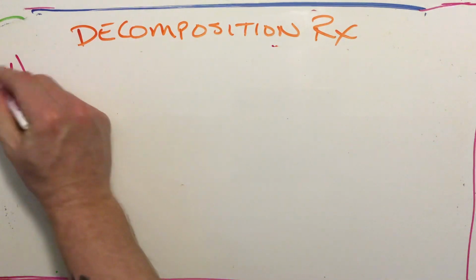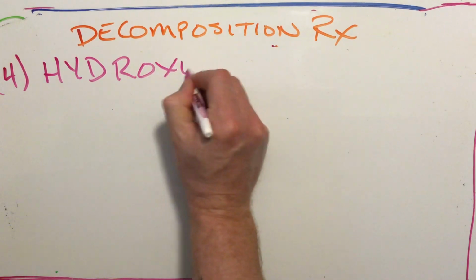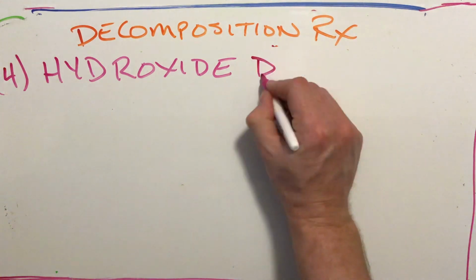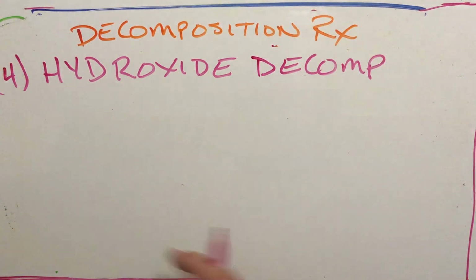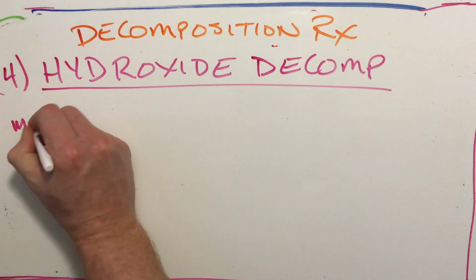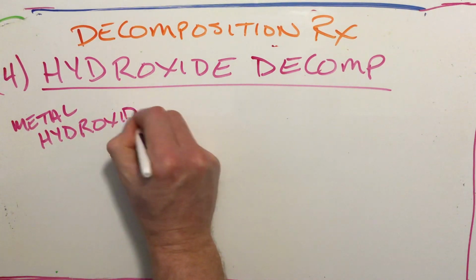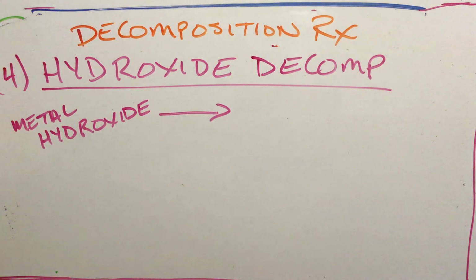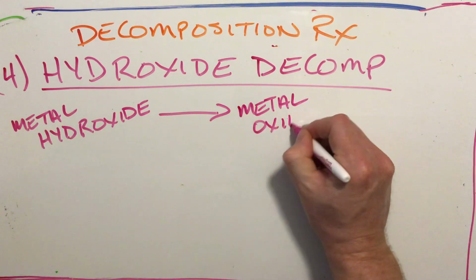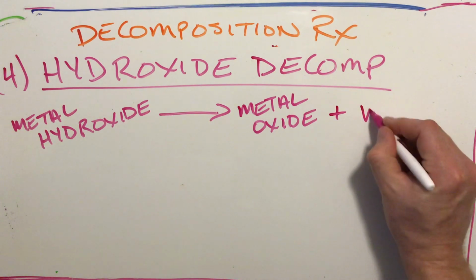So this is the 4th type of decomposition reaction, and it's the breakdown of hydroxides. Now we said just previously hydroxides are very commonly found in bases, so a lot of times we're going to be breaking down bases when we do this. So we take a metal hydroxide, it breaks down, it decomposes. We're going to get a metal oxide, very similar to what we got in the last one we just did. Instead of carbon dioxide this time we're getting water.